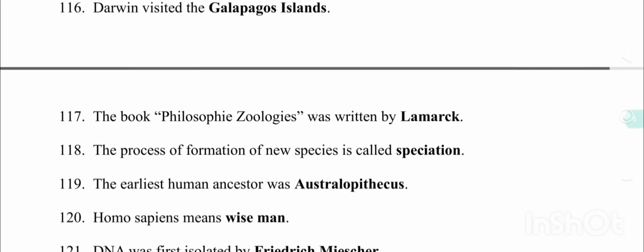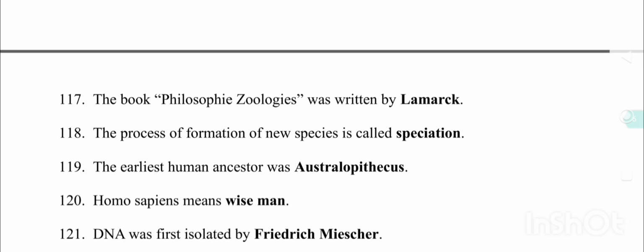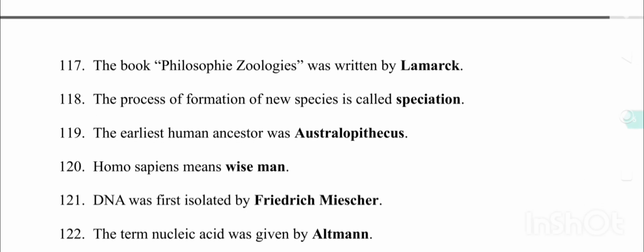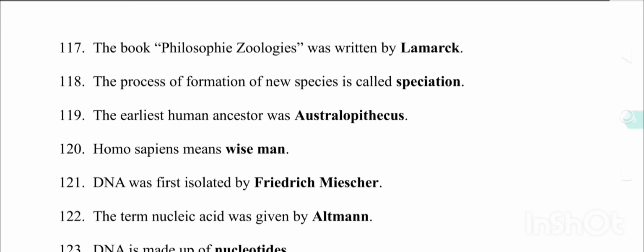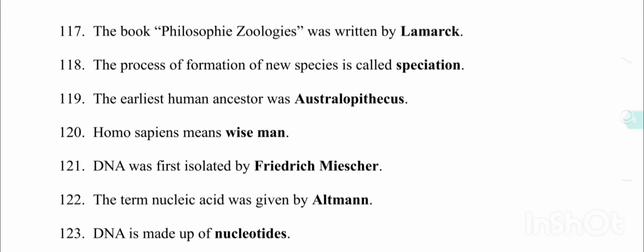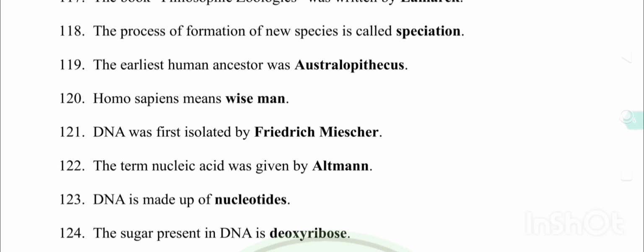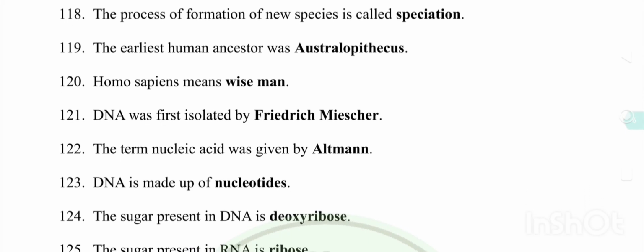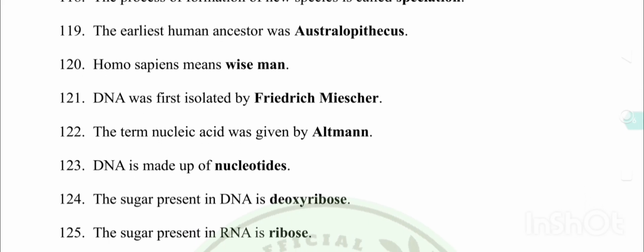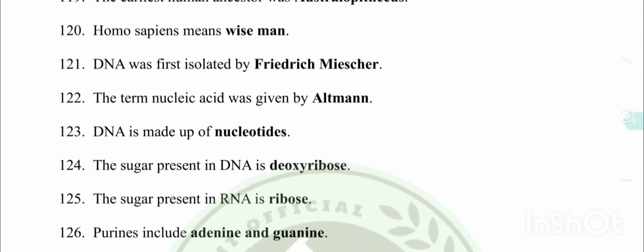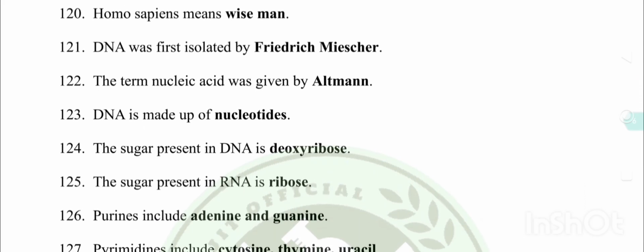119. The earliest human ancestor was Australopithecus. 120. Homo sapiens means wise man. 121. DNA was first isolated by Friedrich Miescher. 122. The term nucleic acid was given by Altmann. 123. DNA is made up of nucleotides. 124. The sugar present in DNA is deoxyribose.